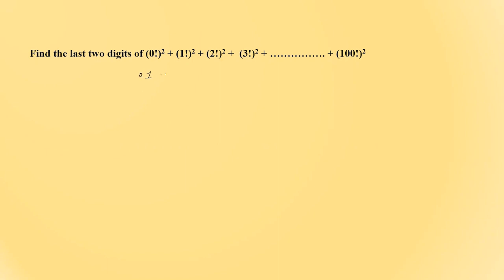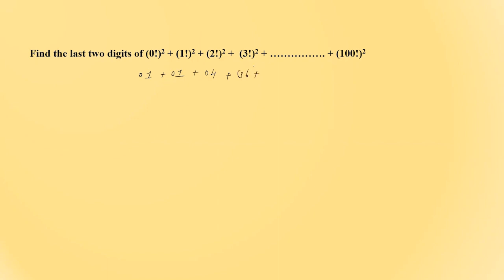Going on with 1 factorial. Again, 1 factorial is going to be 1. 1 square, the last two digits will be 01 again. Now going to 2 factorial. What is 2 factorial? Again a 2. So 2 square is going to give you 04 here. And then 3 factorial. 3 factorial is going to be 6. So 6 square, the last two digits would be 36.